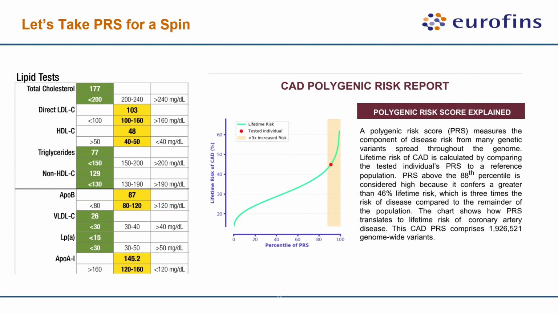However, if you look at his polygenic risk report, this individual, who's only 37, is in the 88th percentile of risk and has a 46% lifetime risk, which is 3 times the population mean for developing coronary artery disease. Unlike a single SNP that I showed you in the prior report, this is from nearly 2 million genome-wide variants that have been assessed to derive this risk.